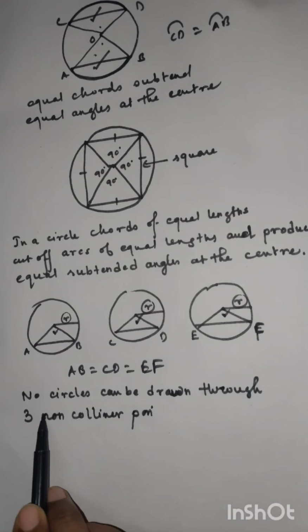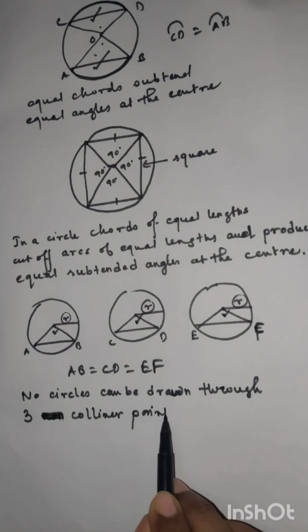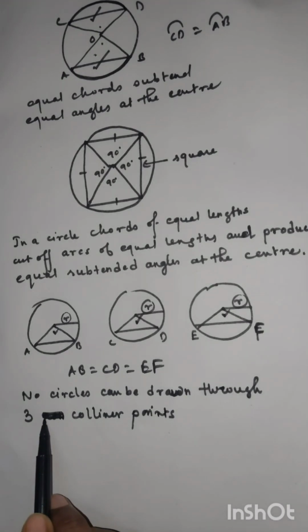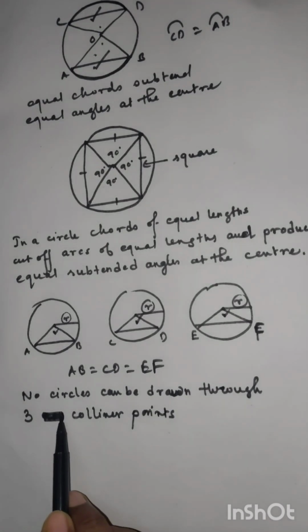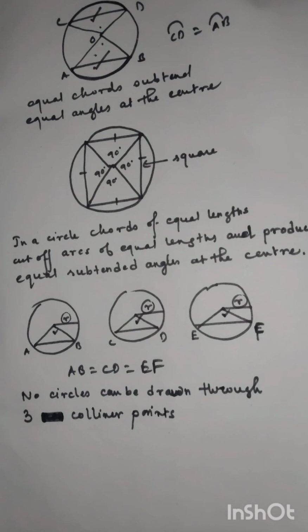Three collinear points: no circle can be drawn through three collinear points. Collinear means the points are situated on the same straight line.